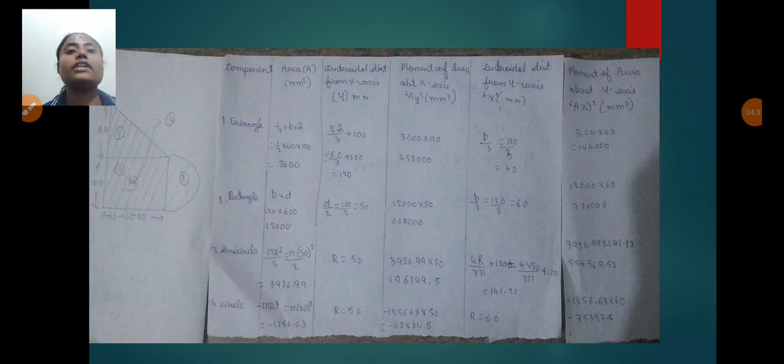And we take the third component as the semicircle. The area of the semicircle is pi r square by 2, where pi into r square is 50 square by 2, we get 3,926.99. The centroidal distance from the x-axis is r, which equals 50, the radius. When we multiply these two, a into y, we get 1,96,349.5.